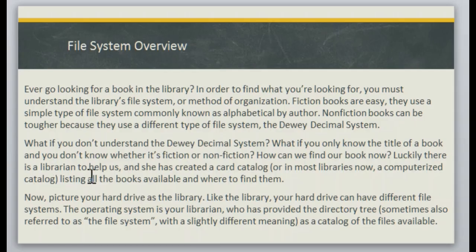Luckily there's a librarian to help us, and she has created a card catalog, or in most libraries now a computerized catalog, listing all the books available and where to find them. So now let's look at our hard drives as books in a library. Like the library, your hard drive can have different file systems. The operating system is going to be your librarian, who provides the directory tree, also referred to as the file system with a slightly different meaning, as a catalog of the files available.